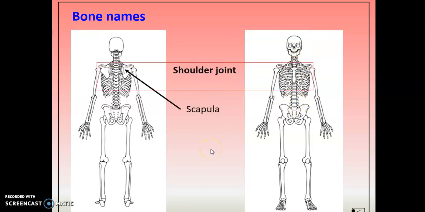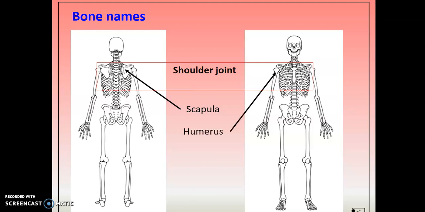Moving down then, shoulder joint. So this sort of plate here that you will see is your scapula. Now some of you, if you pull your arm back, it almost creates a bit of a chicken wing. It might stick out a little bit on you. So that's your scapula, it protects your shoulder joint.